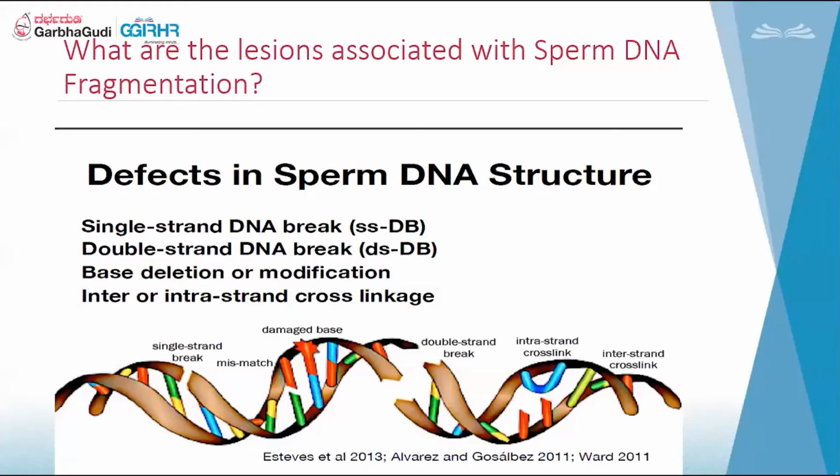Okay. Next comes the lesion associated with sperm DNA fragmentation. So we know there could be a breakage in this link, right? There could be damage over here in a single strand or double strand. That is the reason the fragmentation increases in the sperm, correct? That's why we say there is a high DFI, the DNA fragmentation index is more.